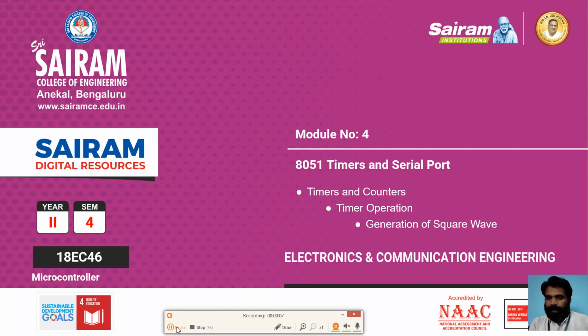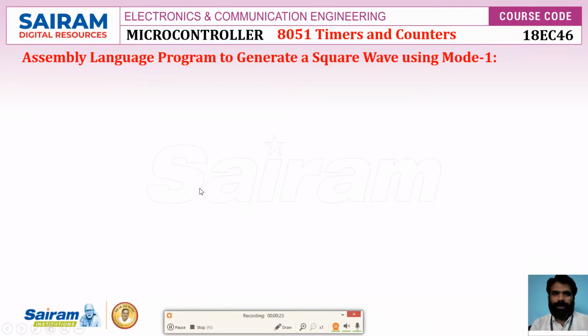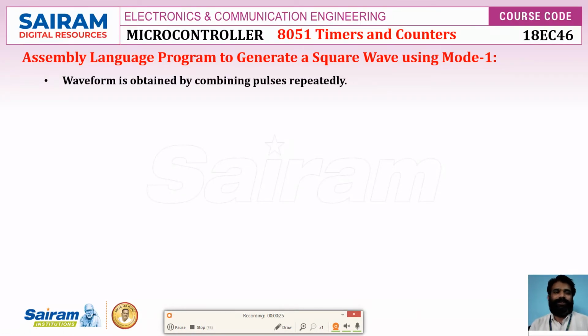Good morning. In continuation of the previous video, where I explained the generation of low pulse and high pulse, in this video I'm going to explain how to generate a square wave. As you know, a square wave is a combination of pulses. A square wave, or any waveform, is obtained by combining the pulses repeatedly.